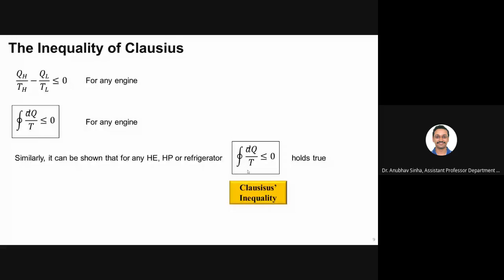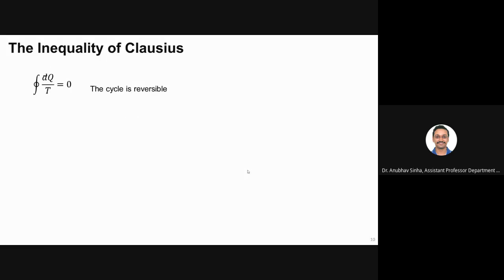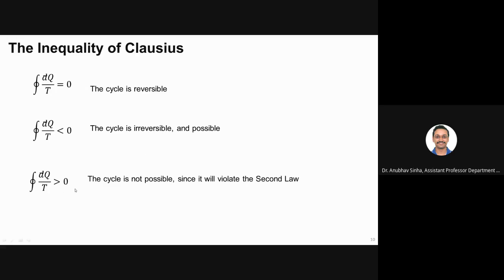Now, this is equal to 0 for reversible, and if this is less than 0, then the cycle will be irreversible and possible. And if, suppose, in some example you get a value more than 0, that will not be possible, and it will violate the second law.